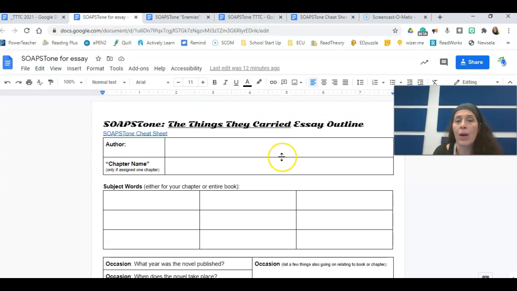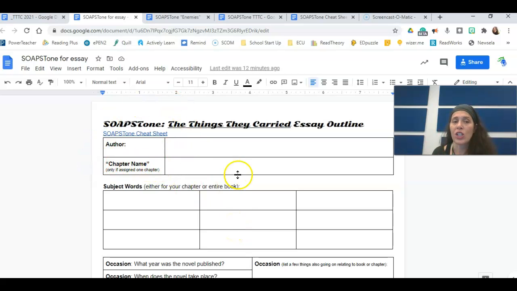Finally, you will be writing an essay at the end of this book. To prepare for that essay, you're going to be doing a soapstone for the entire book. Well, I take that back. You're going to be assigned a specific chapter and something to do within that. So this is what this worksheet is going to look like.